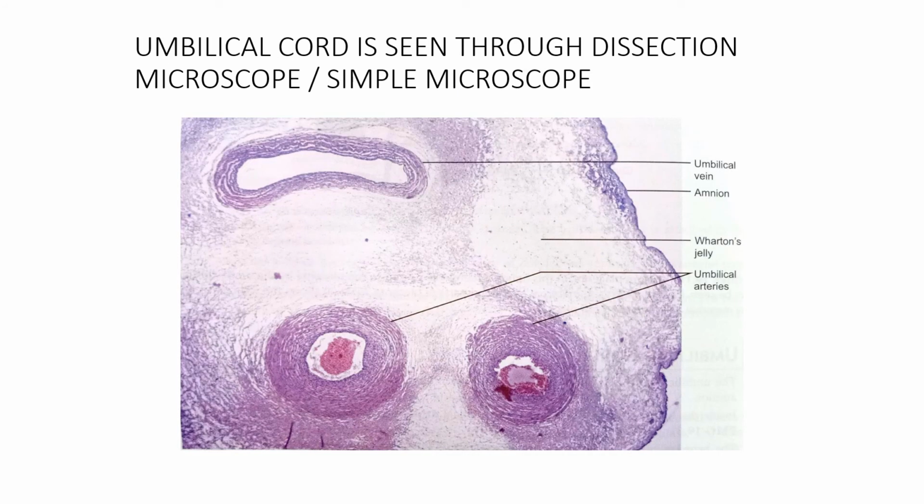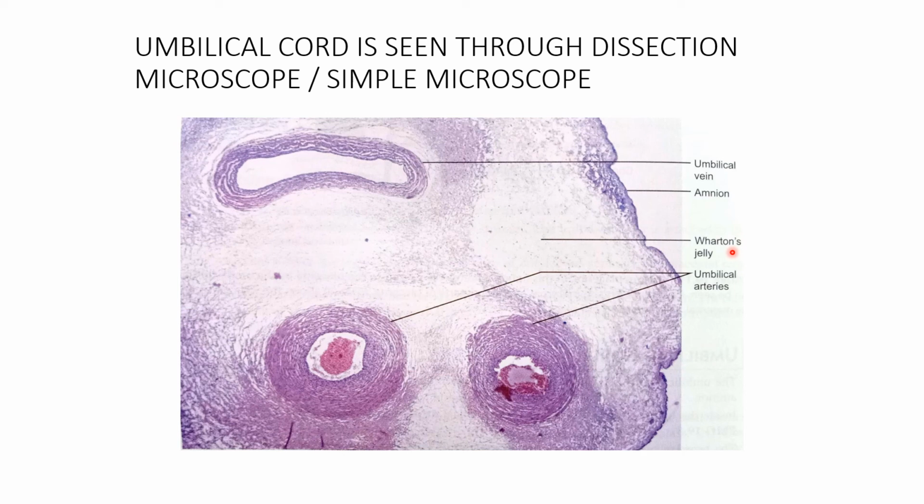Here you can see the umbilical cord seen through the dissecting microscope or the simple microscope. This is the panoramic view, filled with gelatinous or mucous connective tissue called Wharton's jelly. So the name given is mucoid connective tissue or Wharton's jelly.